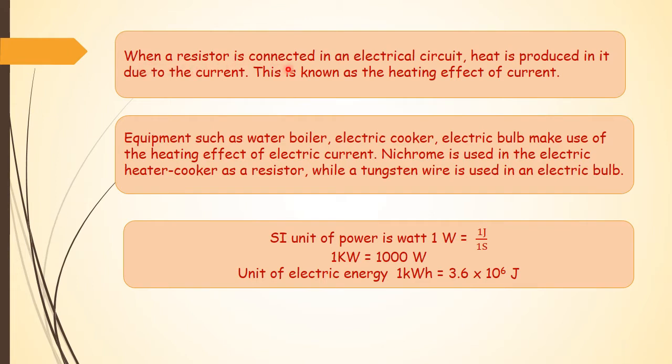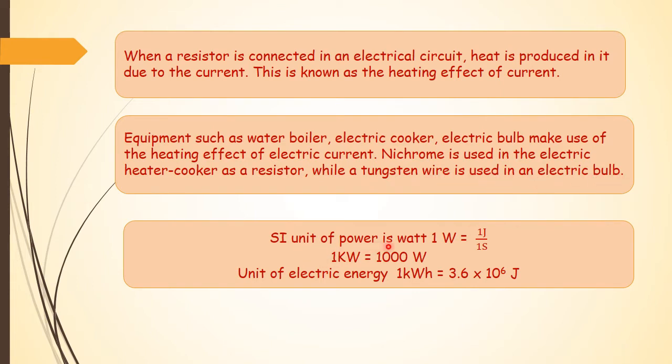When a resistor is connected in an electric circuit, heat is produced in it due to current. This is known as the heating effect of electric current. Equipment such as water boiler, electric cooker, electric bulb make use of heating effect of electric current. Nichrome is used in the electric heater cooker as a resistor, while tungsten wire is used in an electric bulb.